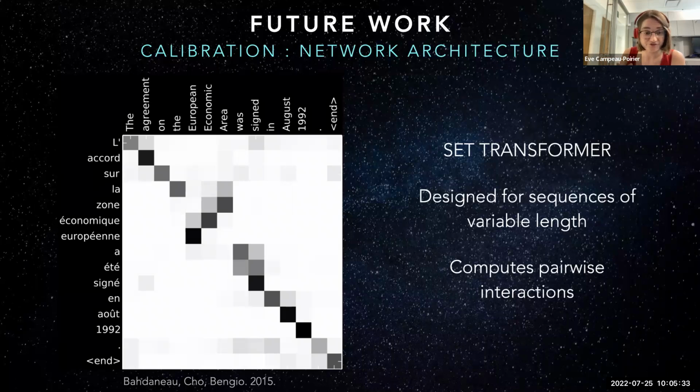A transformer is a neural network that was developed to process word sequences. So in this example, the transformer evaluates which words in the English sentence are relevant to translate each word in the French one. A set transformer is an adaptation of this to process sets. So it has the same properties as deep sets, but unlike the deep sets pooling operation, it keeps the information about pairwise interactions.